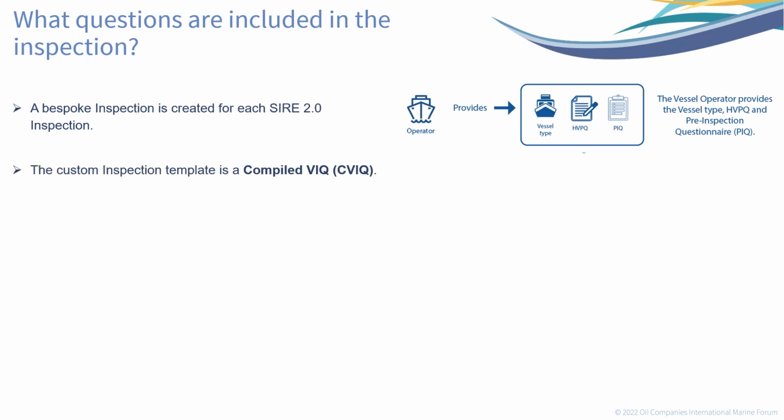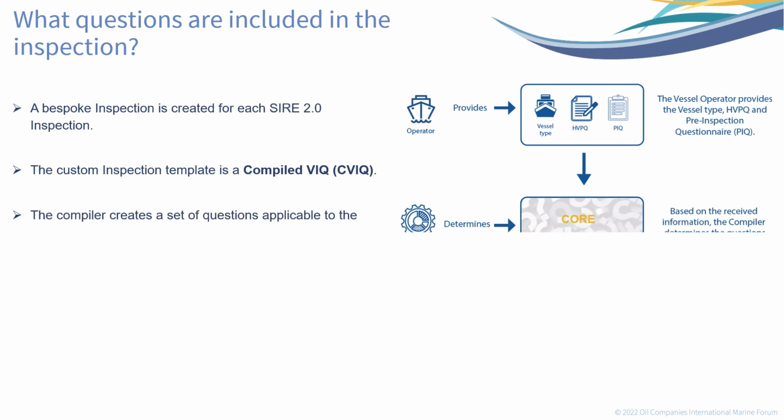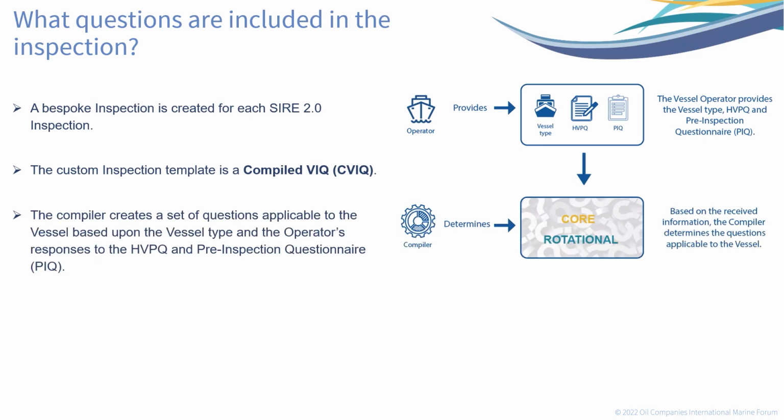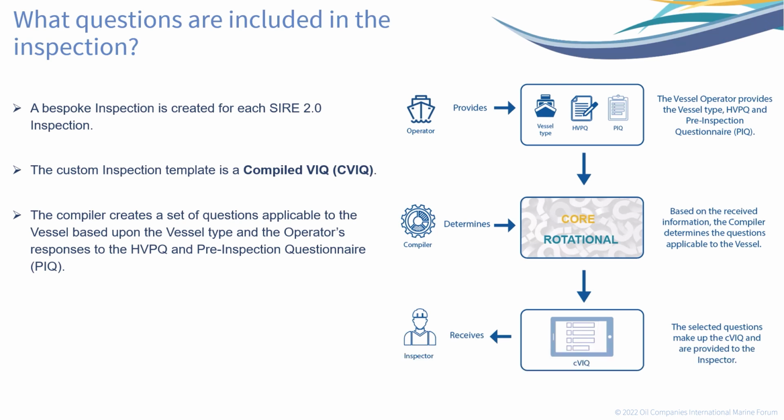Based on the information provided, the inspection compiler creates a unique ship-specific inspection questionnaire, the Compiled Vessel Inspection Questionnaire, CVIQ. The compiler assesses the vessel type and its inspection history, and then selects questions from the question library based on their risk ranking. All questions require responses on the hardware, process, and human factor elements. These responses will be graduated and supported with documentary evidence. The CVIQ and the information provided through the pre-inspection questionnaire are downloaded to the inspection editor on the inspector's tablet.